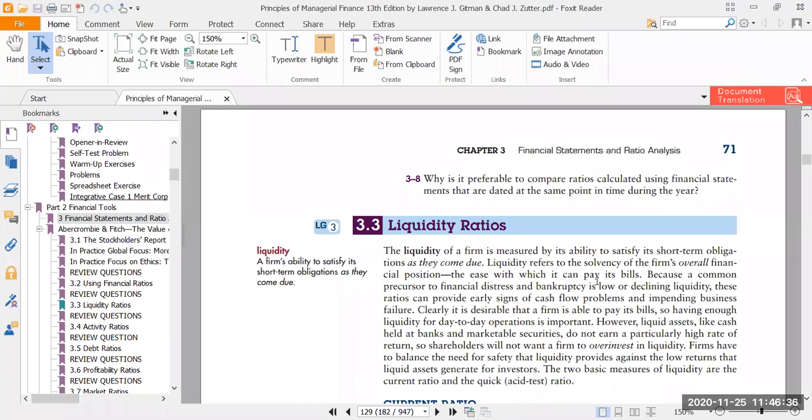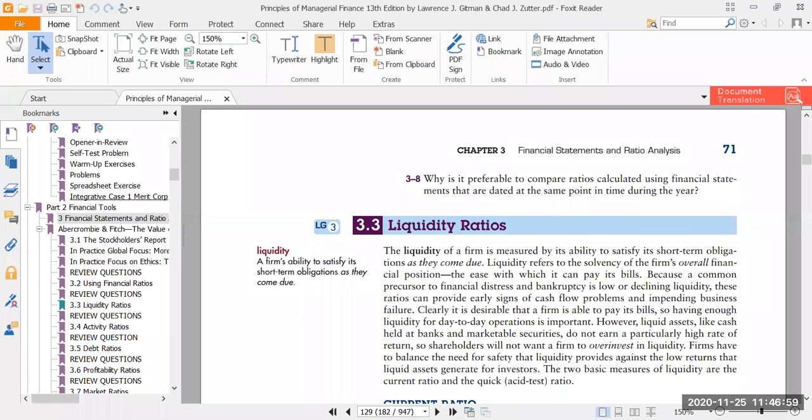So let's talk once again about the categories of the ratios. The first category of the ratio which we are going to study is the liquidity ratio. And there are two measures available to analyze the liquidity of the firm. One is the current ratio, and the second is the acid test ratio.